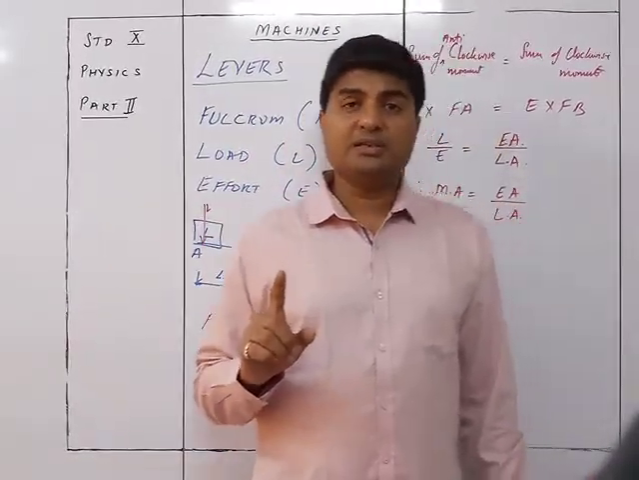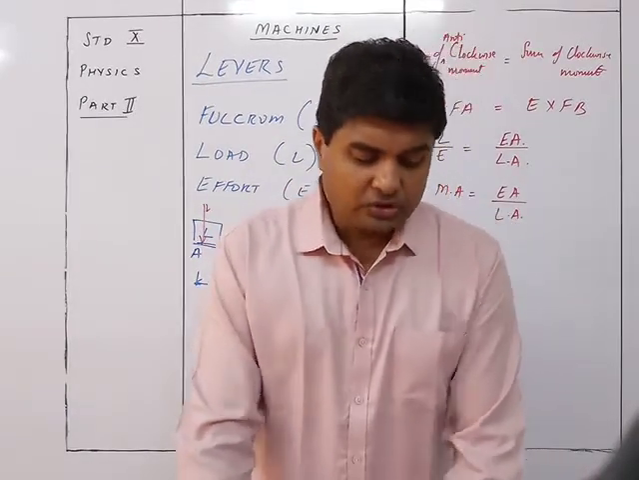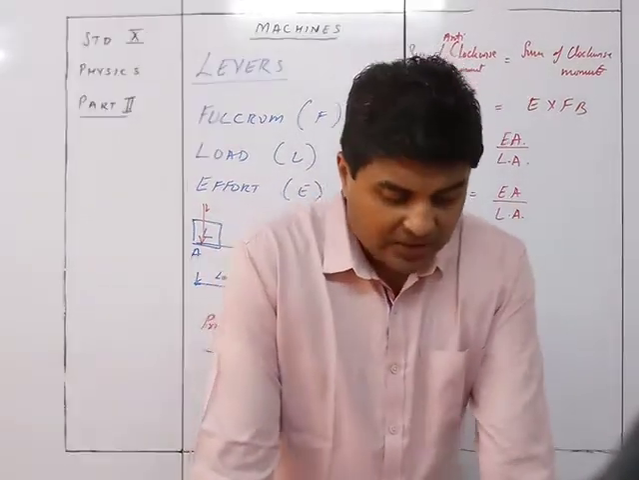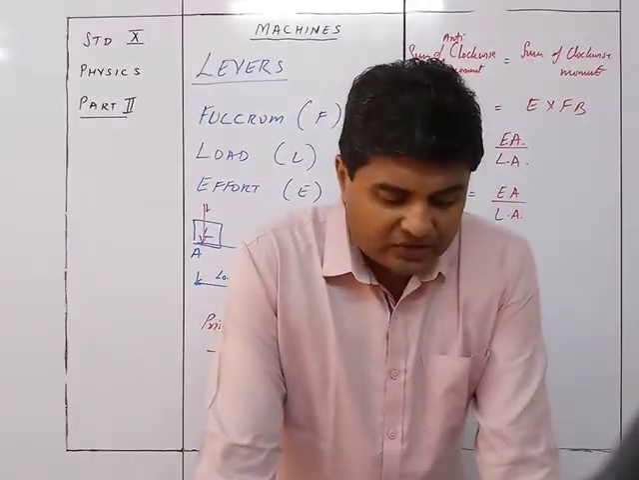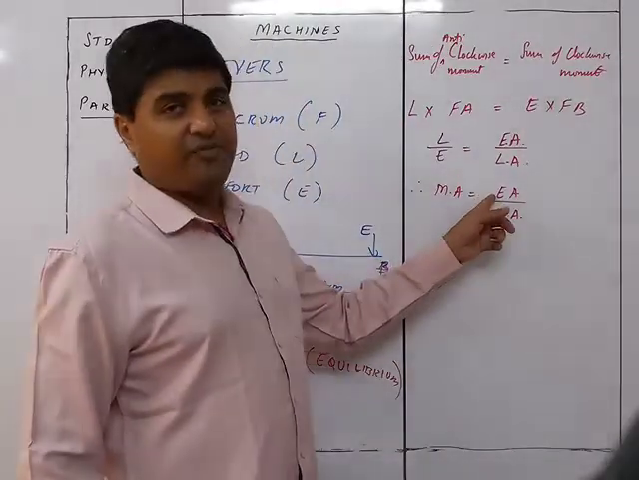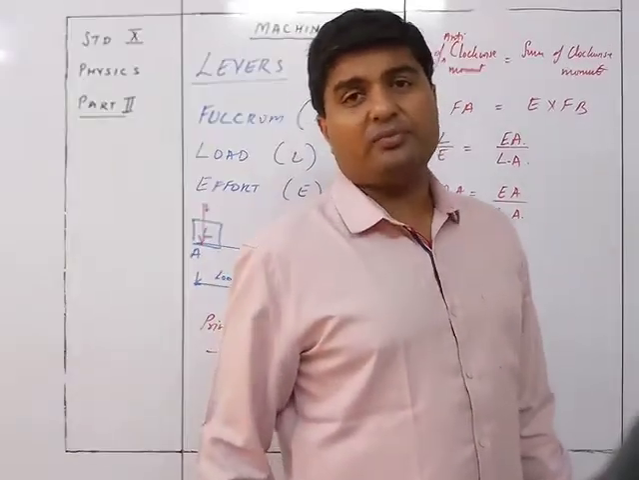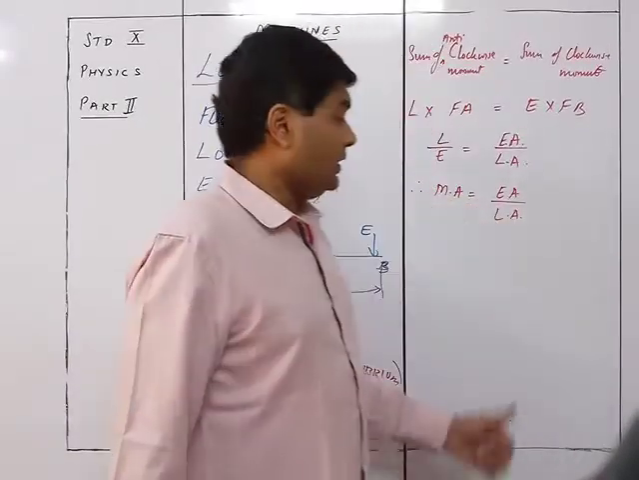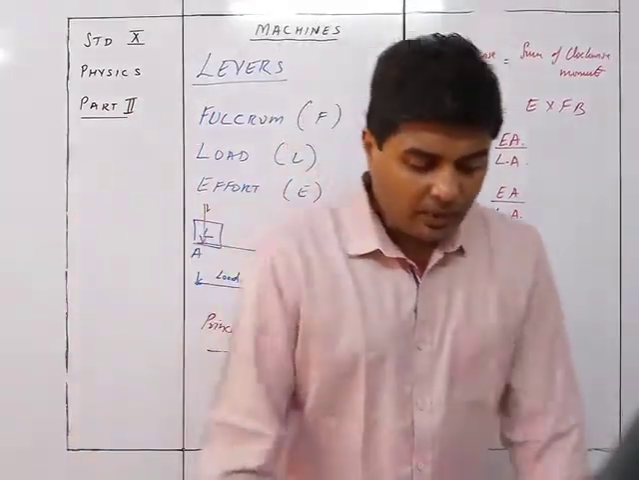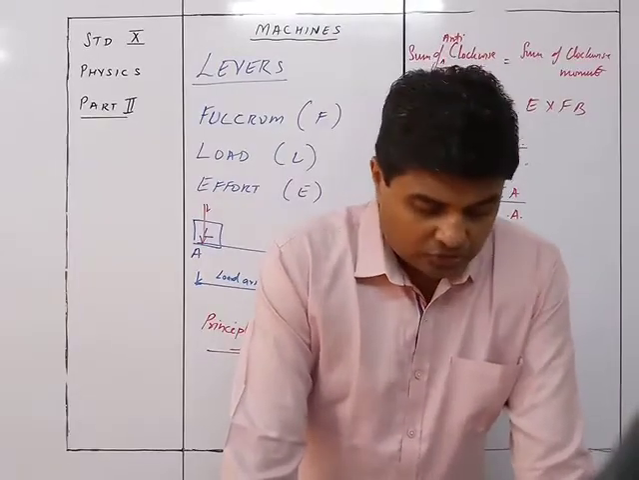Did you understand this? So the relationship is known as the law of levers. Thus, the mechanical advantage of a lever is equal to the ratio of the length of the effort arm to the length of the load arm. That is called the mechanical advantage of a lever. Is it clear to you?